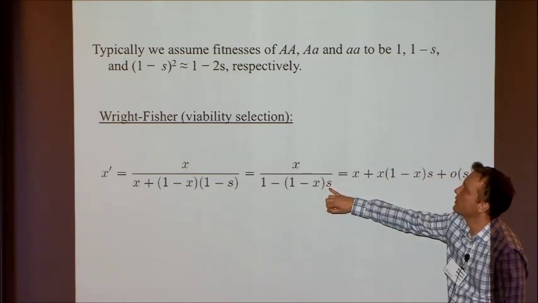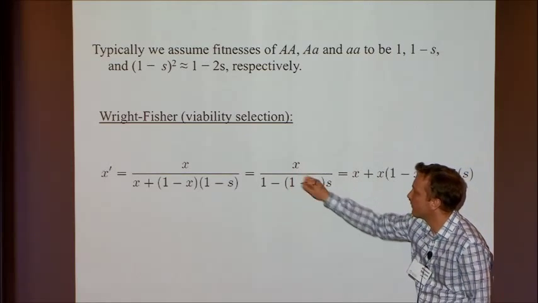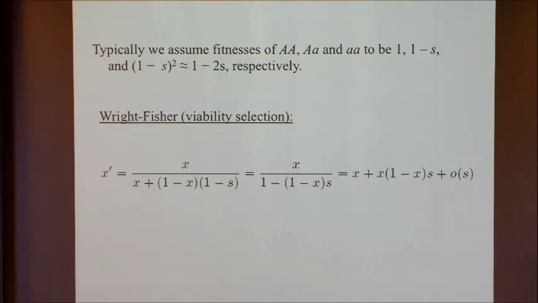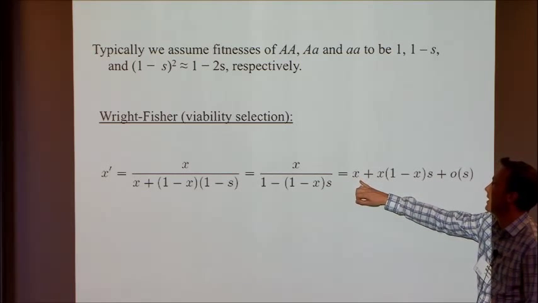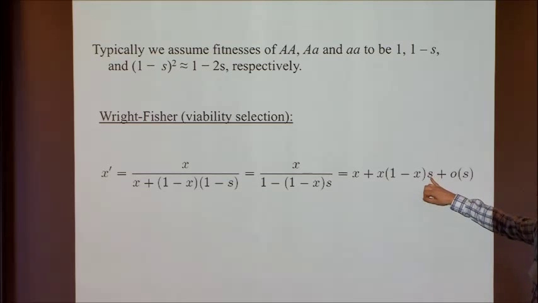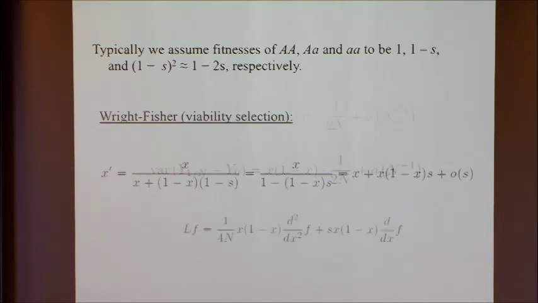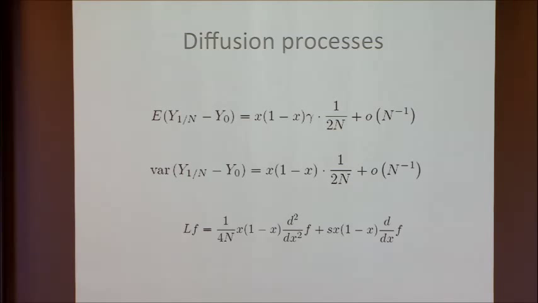This is the selection coefficient defined like this, and the allele frequency in the previous generation. And then we can write that as x plus x times (1 minus x) times s plus something that goes to 0 when divided by s, and s goes to 0. So these are terms that would vanish if s is small.